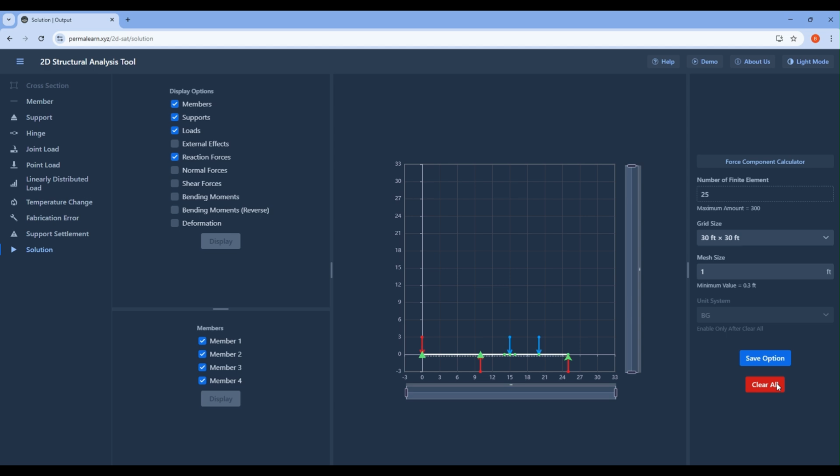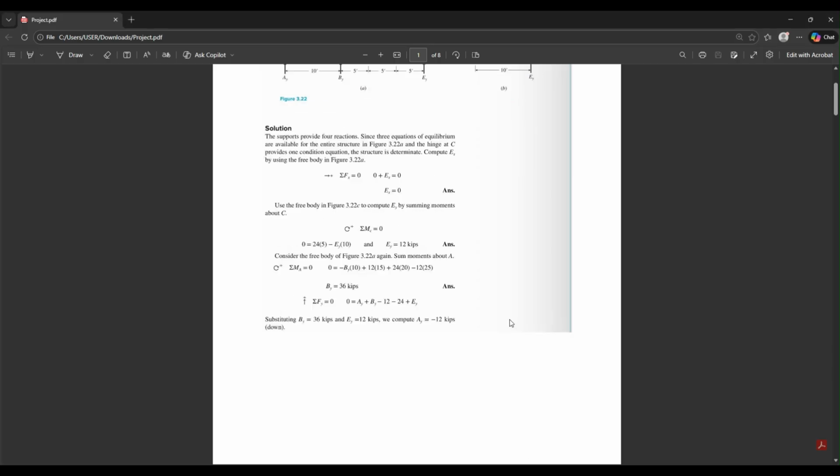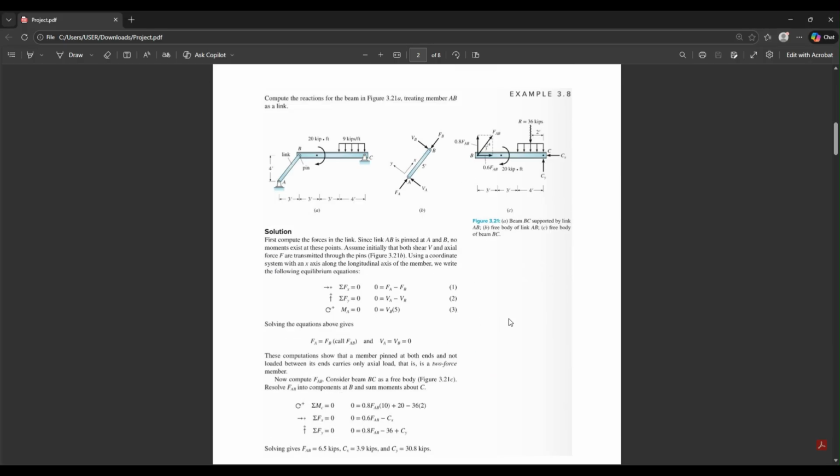And now let's move on to another type of problem. Clear all. And then this problem is example 3.8. They ask us to compute the reaction for the beam here by treating the member AB here as a link. So if it is a link, we need to add the hinge at this point B.